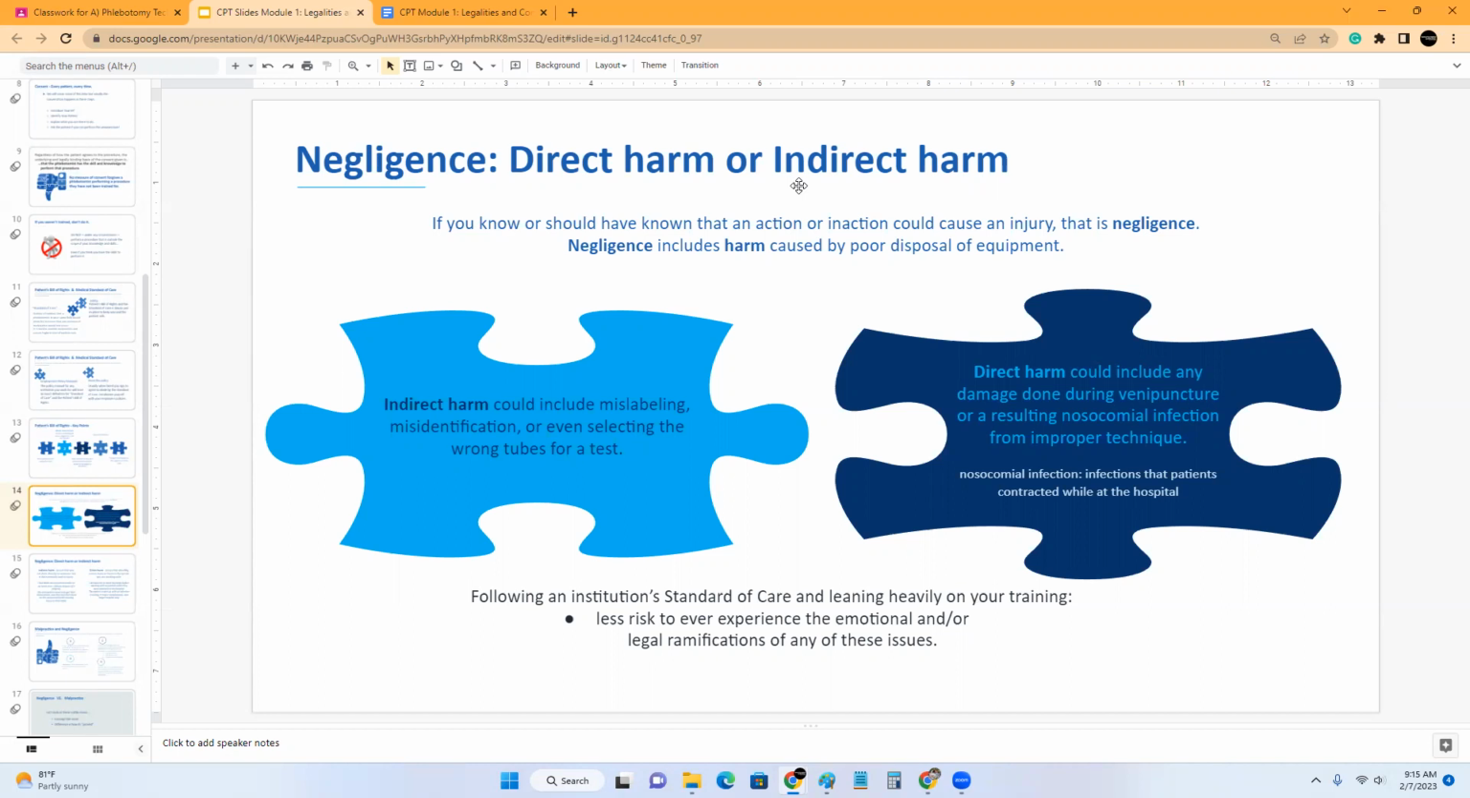Okay. Following an institution's standard of care and leaning heavily on your training will avoid the possibility of negligence in the field. So listen to that again. Following the standard of care and leaning heavily on the training you received will avoid negligent situations, you harming a patient in some way.